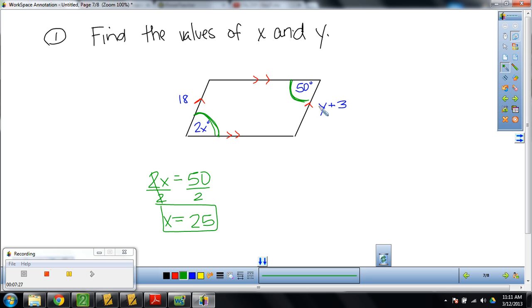We also know that if we want to find y, we have the other measure of the side, and we learned that opposite sides are congruent. So this side is congruent to this side, and therefore 18 is congruent to y plus 3. So to solve for y, we subtract 3 from both sides, and we found y by using the property of parallelograms that says opposite sides are congruent.